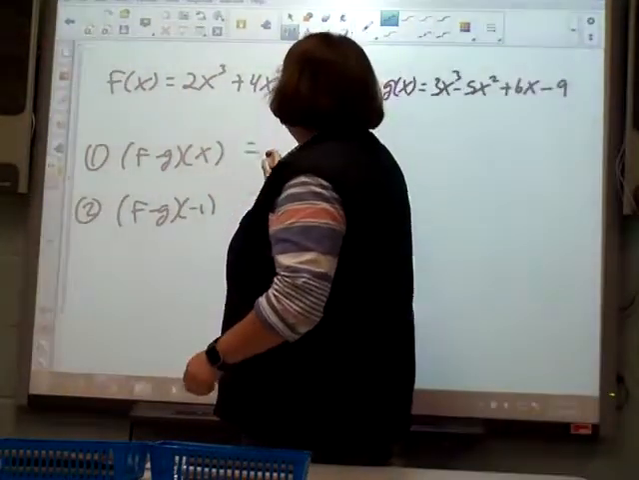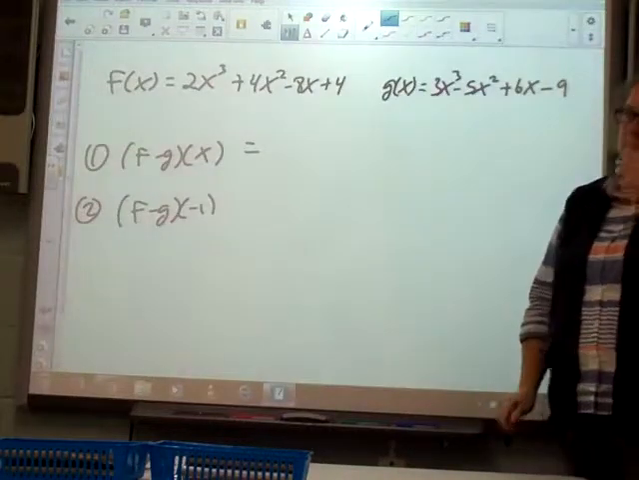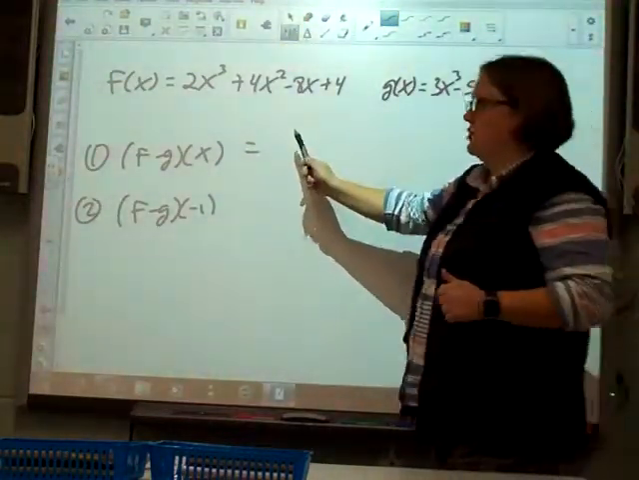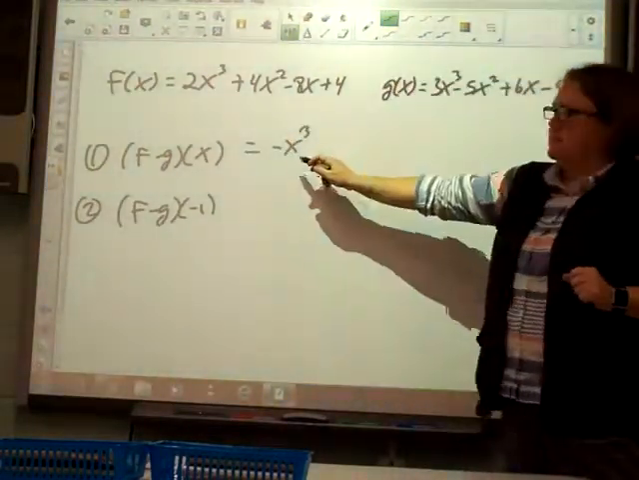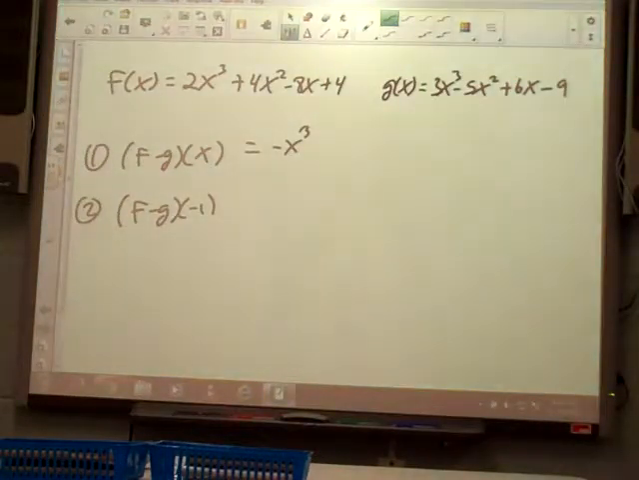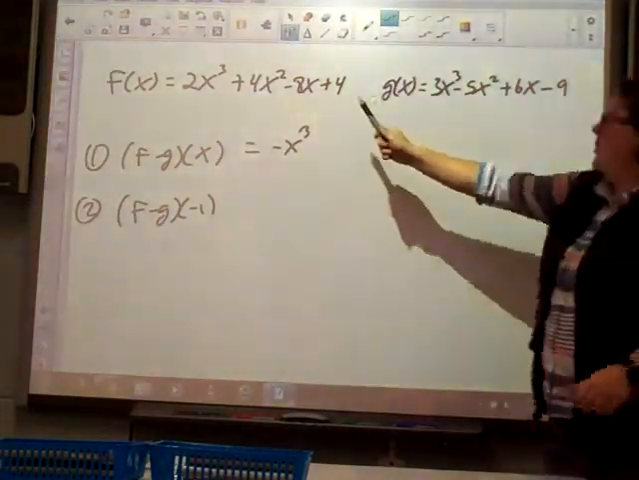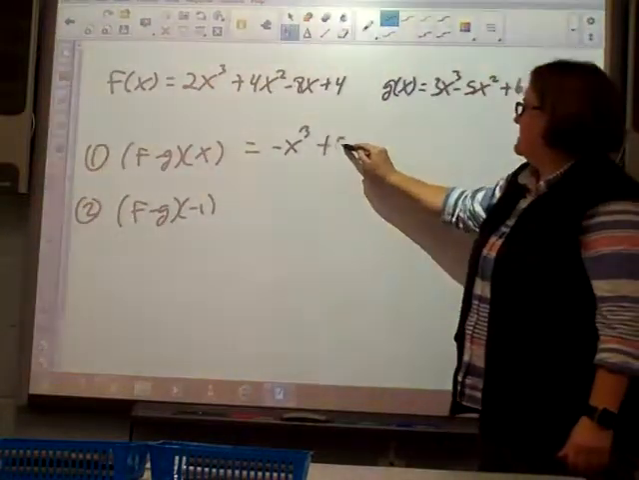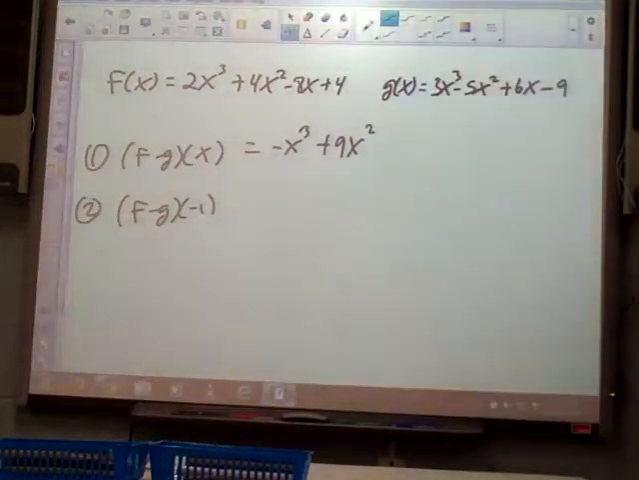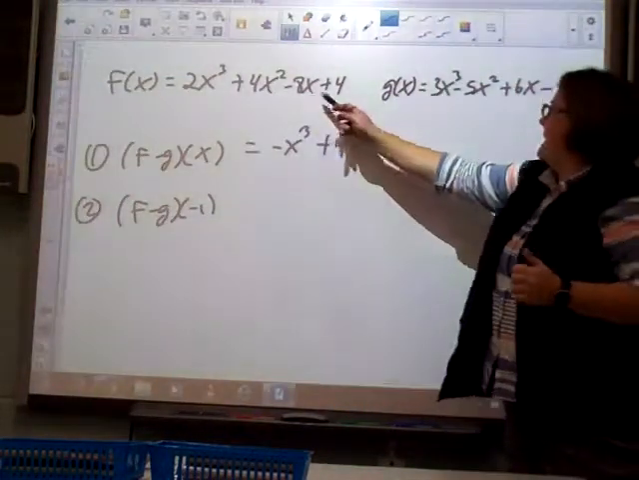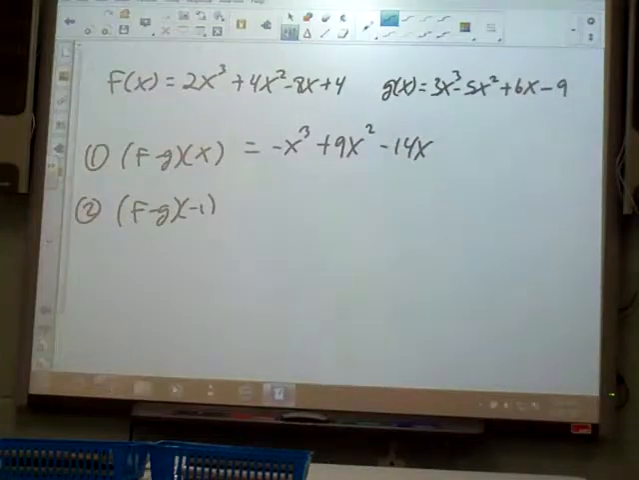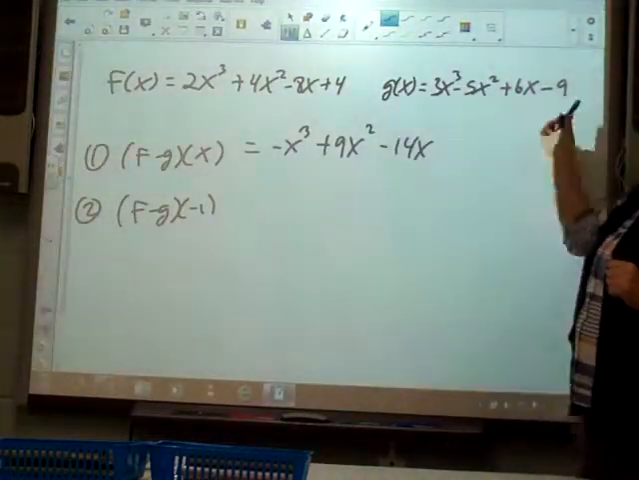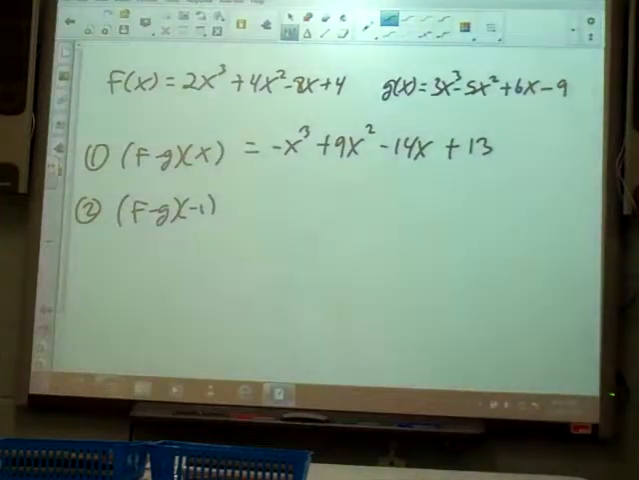All right, Landon, what is your x cubed? What did you get for the first one? Negative x. Very good. 2x cubed minus 3x cubed is negative 1x cubed. Chrislyn, what did you get for your x squared? 4 minus negative 5 is a positive 9. Gabe, what did you get on your x's? Negative 14x. Negative 8 minus 6 is negative 14. Chloe, what do you get on your constant? Positive 13. 4 minus negative 9 is a positive 13. So there will be your first answer.